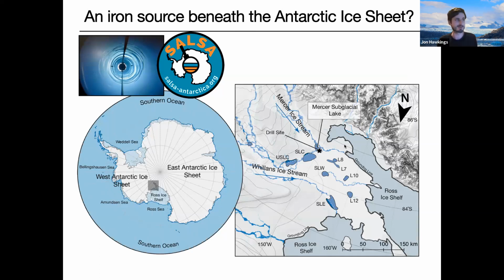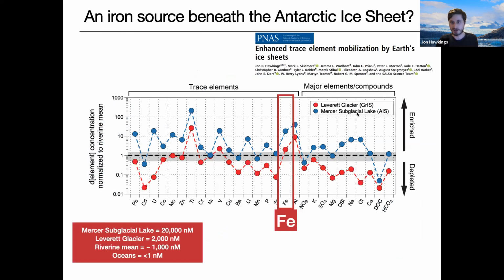I just got given some samples, drilled into this lake and recovered from subglacial Lake Mercer, which we then measured for a variety of trace elements. One of them was iron. This is a normalized graph, actually, normalized to riverine mean concentrations of iron, which are about 1,000 nanomolar.